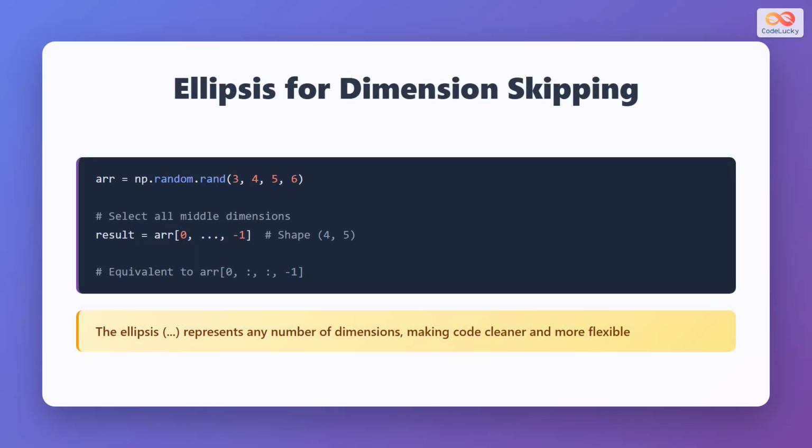The ellipsis, represented by 3 dots, is a shorthand for skipping any number of dimensions. Consider a 4-dimensional array with shape 3, 4, 5, 6. To select the first element along the first axis and the last element along the final axis, we could write 0, colon, colon, colon, -1 for all middle dimensions. But the ellipsis makes this cleaner. 0, ..., -1. The ellipsis automatically expands to whatever number of colons are needed, making code more flexible and readable when working with high-dimensional arrays.